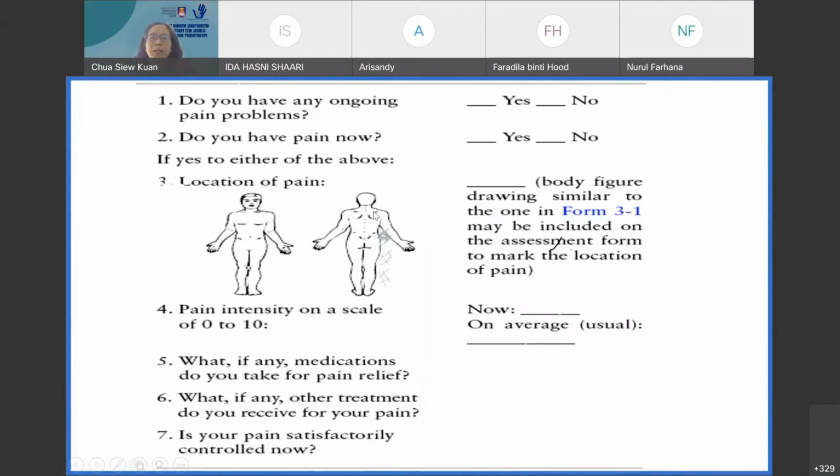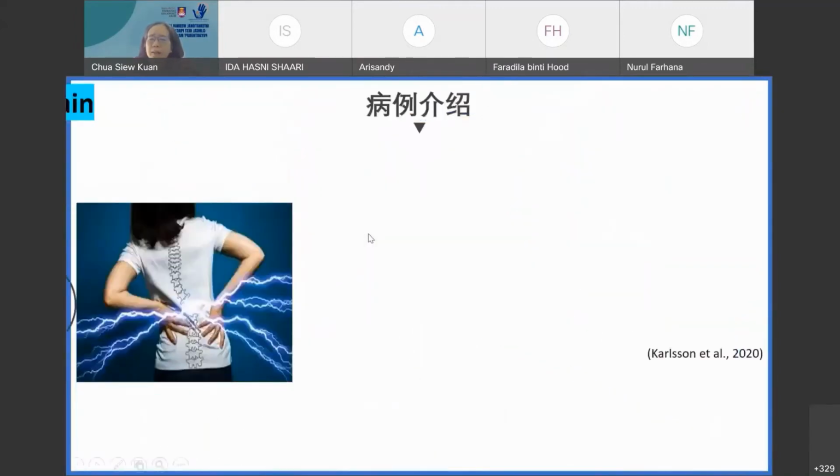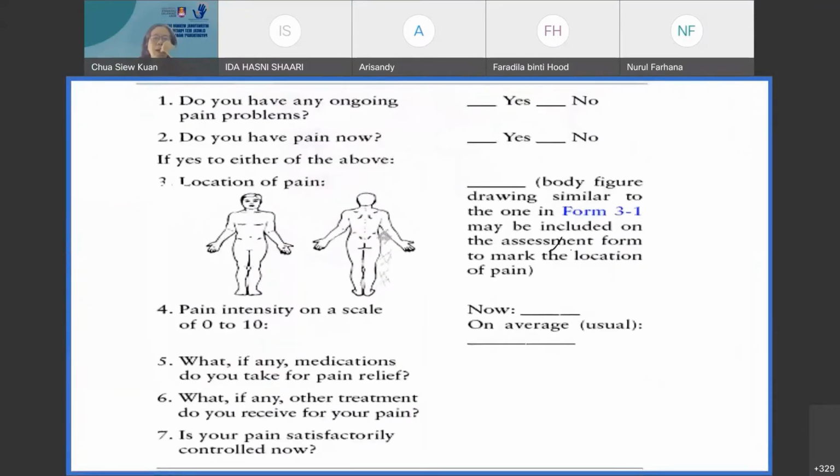Where is your pain? Is it localized or an extensive area? If localized, when we interview, is it superficial or deep? How deep is deep? If superficial, we know maybe the muscle or skin is involved, or some superficial structure.